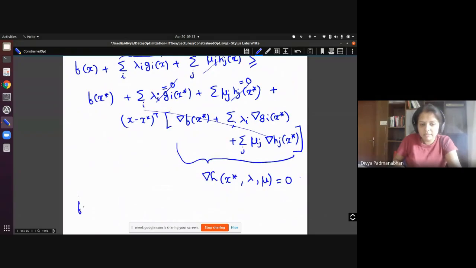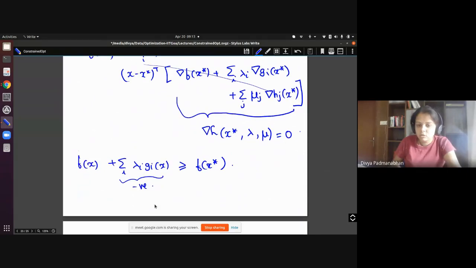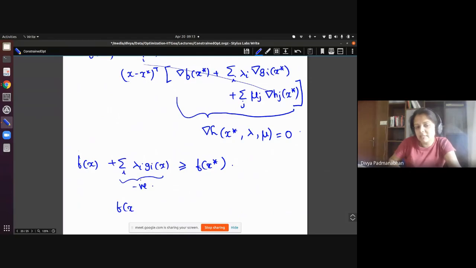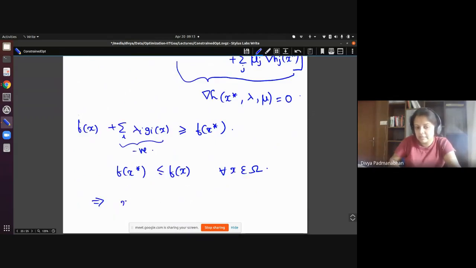So what you're left with is f of x plus lambda i g_i of x is greater than or equal to f of x star. Okay, so this is a negative quantity. So f of x minus some negative quantity is greater than or equal to f of x star. So f of x star is going to be less than or equal to f of x, and this is true for all x in the feasible region. So this immediately gives you that x star is actually a global optimum here.